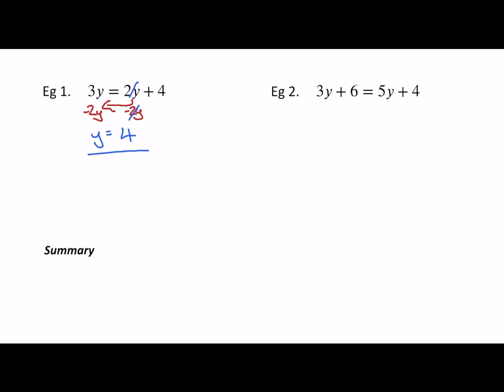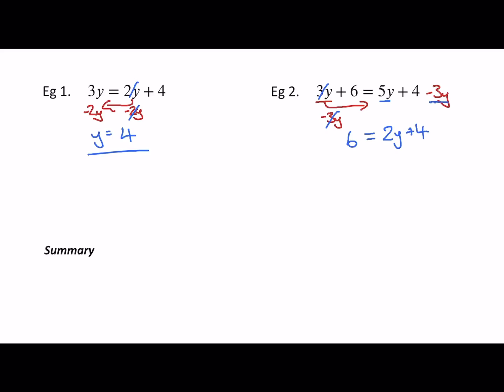All right, number 2. 3y plus 6 equals 5y plus 4. Shift the y's first. Now, we've got 3y and we've got 5y. Obviously, the 3y is smaller. So that's positive 3y. The opposite of that is negative 3y. And we're going to do that on both sides. The 3y's will cancel out. You're left with, on the left there, 6 equals. Combine the 5y minus 3y. That leaves you with 5y minus 3y is 2y. And you've still got the plus 4.